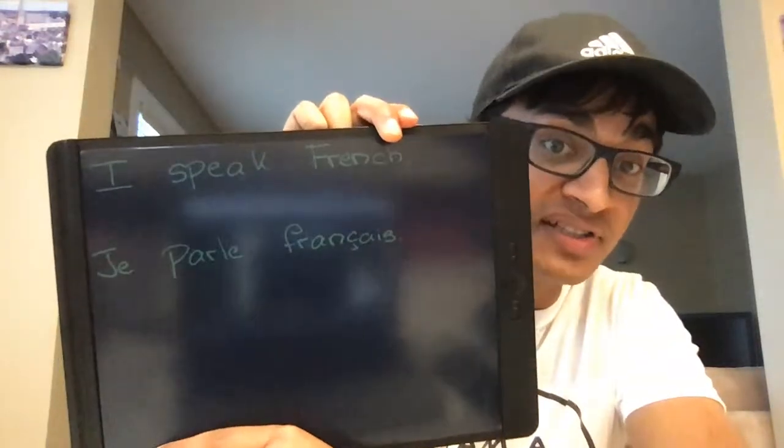Okay? So I, how do we say I? I is je. Right? Speak is parle. And then French is français. So I speak French. Je parle français.